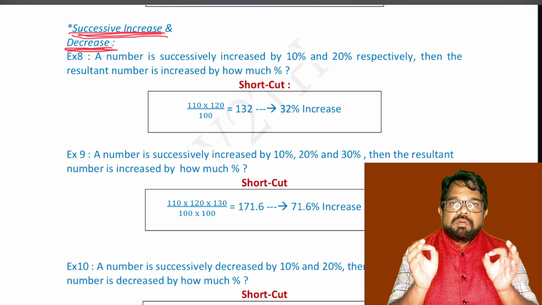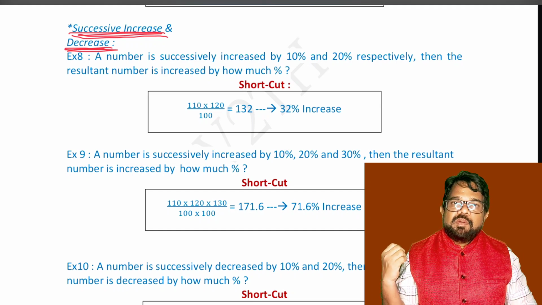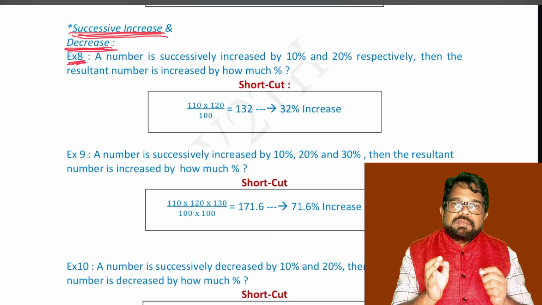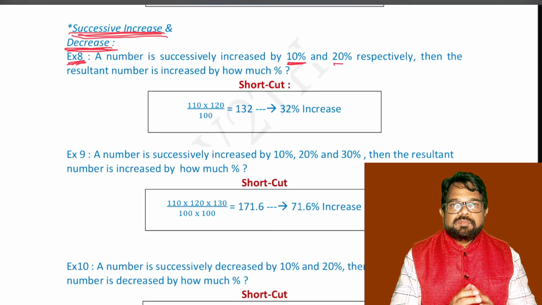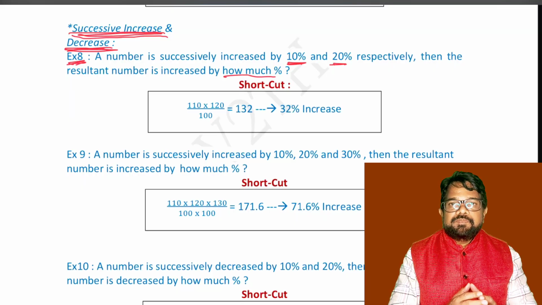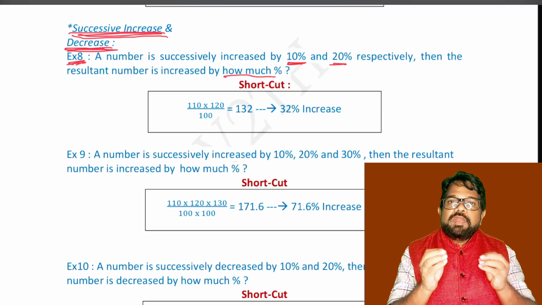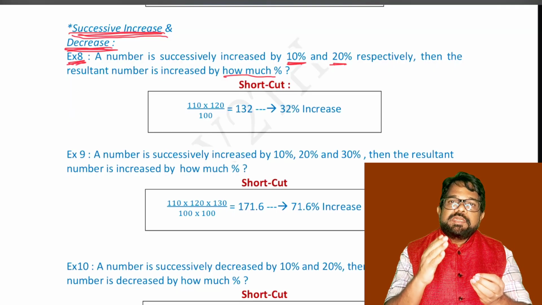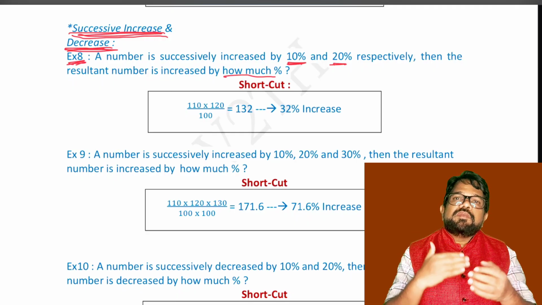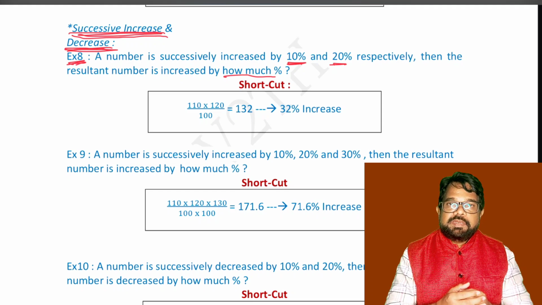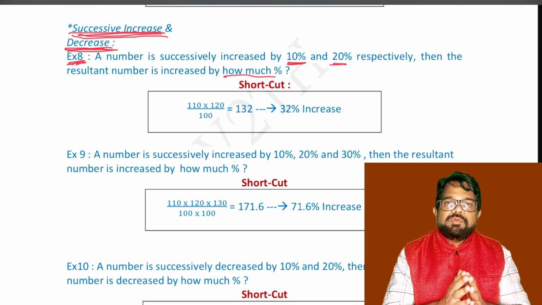Now example 8. See the screen, example 8. A number is successively increased by 10% and 20%. Then the resultant number is increased by how much percent? A number is successively increased by 10% and 20% means what you understood? First, a number is increased by 10%. Again, the resultant number is increased by 20%. Then finally, what is the percentage increase that you have to calculate? By taking 100 as base, you can do it very easily, and a shortcut is also there. I will explain both the methods.